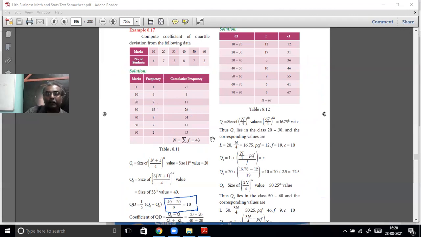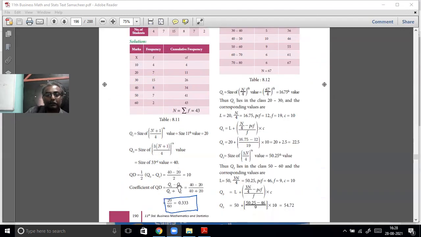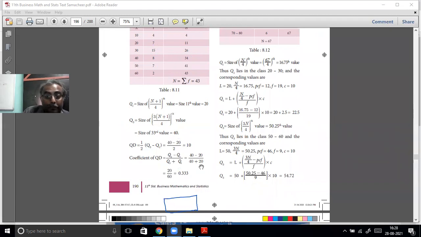Then you can also find the coefficient of QD. 40 minus 20 by 40 plus 20. That is Q3 minus Q1 by Q3 plus Q1. This becomes 20 by 60. 20 by 60 is 1/3, which is equal to 0.333. How many 3s you want to add is up to you. Okay. That's all, very simple.